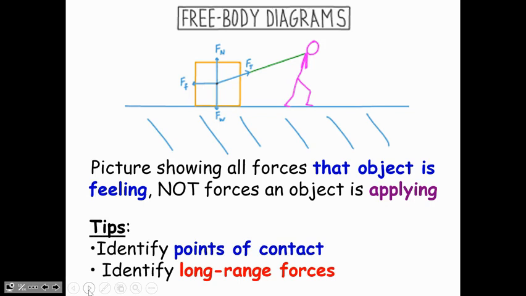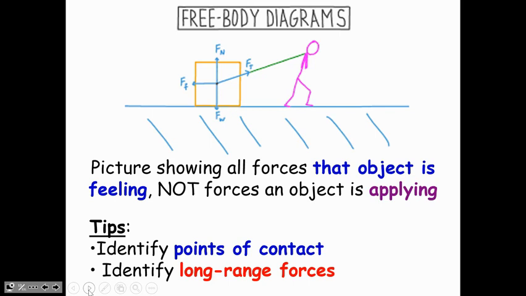And some tips for drawing these free body diagrams. Identify your points of contact. So if there's anything touching the object, it's exerting a force. So in this example that I have here, the box is touching the ground, so there has to be a normal force. It also looks like it's being pulled by a rope, so we can call that a tension force, Ft. And if it's being dragged across the surface, there's probably some rubbing or scraping that's occurring there, so there's going to be a force of friction that's opposing that motion.